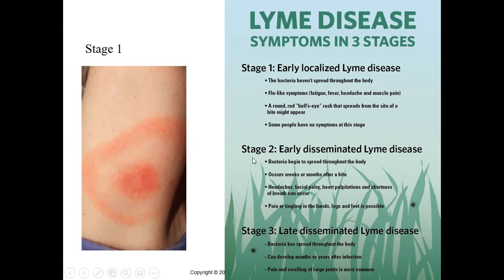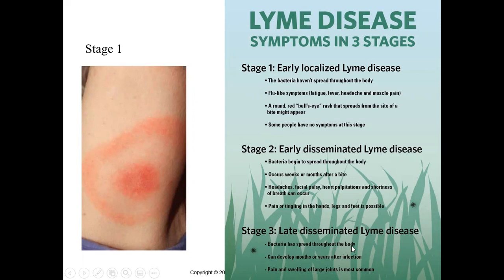Stage 2 is usually 3 to 10 weeks after the bite, and it is also called disseminated Lyme disease. The bacteria begin to spread throughout the body, occurring weeks to months after the bite, with headache, facial palsy, heart palpitations and shortness of breath. Pain or tingling in the hands, legs, and feet is also possible. The key symptoms of stage 2 are paralysis and weakness in the facial muscles, large joint swelling, rash or muscle pain, fever, and fatigue.